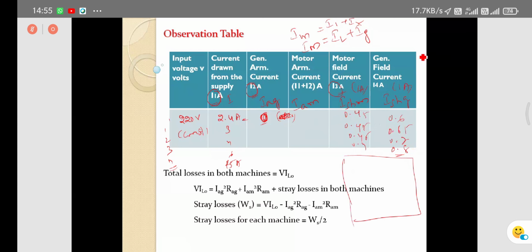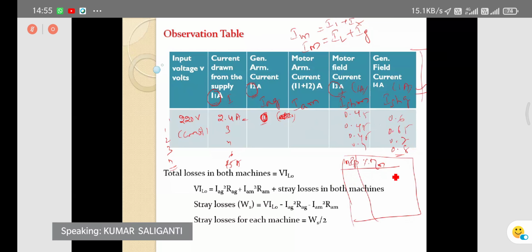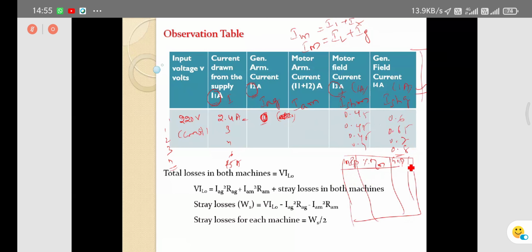The condition here is like that, but there is no space to draw it, so I am mentioning it here. This is the motor input, this is the motor efficiency, and this is the generator output, and this is the generator efficiency. After getting the motor input, with the help of losses you can find out the motor efficiency and the generator output, and then you can find out the generator efficiency. These are the values here.